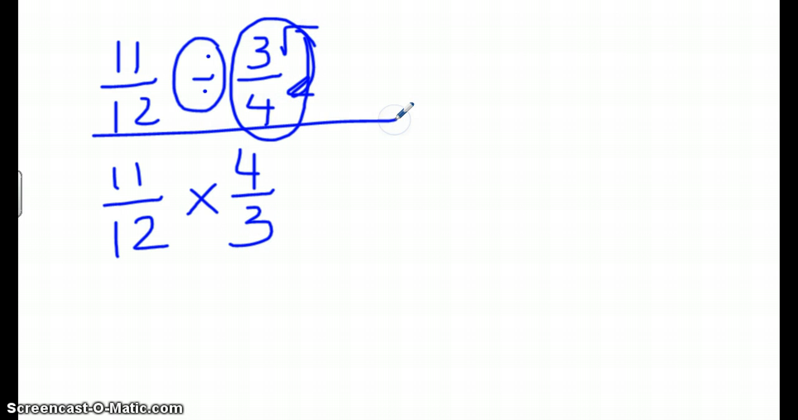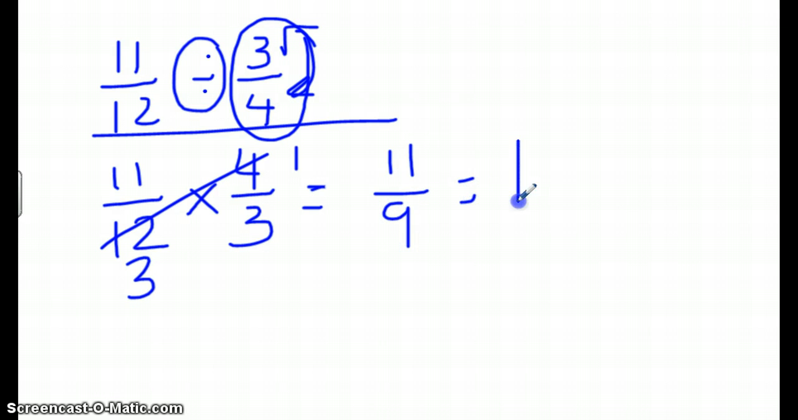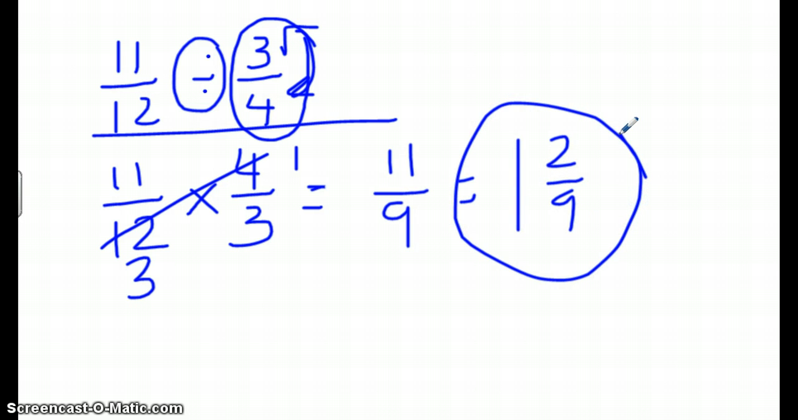Now, this is like the problems we did all day today. We have 11/12 times 4/3. I look to see if I can cross cancel. I can. The 4 and the 12 share a factor. 4 goes into 4 once, 4 goes into 12 3 times. Now I multiply. 11 times 1 is 11, 3 times 3 is 9, 9 goes into 11 one whole time with 2 ninths left over. So 11/12 divided by 3/4 is 1 and 2 ninths.